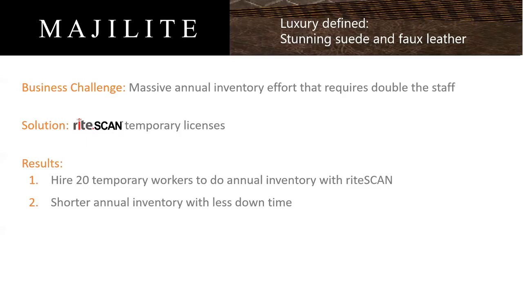Their business challenge is that each year Magilite does a massive annual inventory that requires double the staff to conduct, and it takes them a considerable amount of time and effort. One of the benefits that they found with riteSCAN was that it was so easy to use, they could train temporary employees in less than 30 minutes. So Magilite actually purchases riteSCAN temporary licenses just for this specific time of the year when they're going through this stock take to do their annual inventory using riteSCAN. This really allows them to get more people on the floor at the same time, shorten that annual inventory, and reduce their downtime from that perspective.